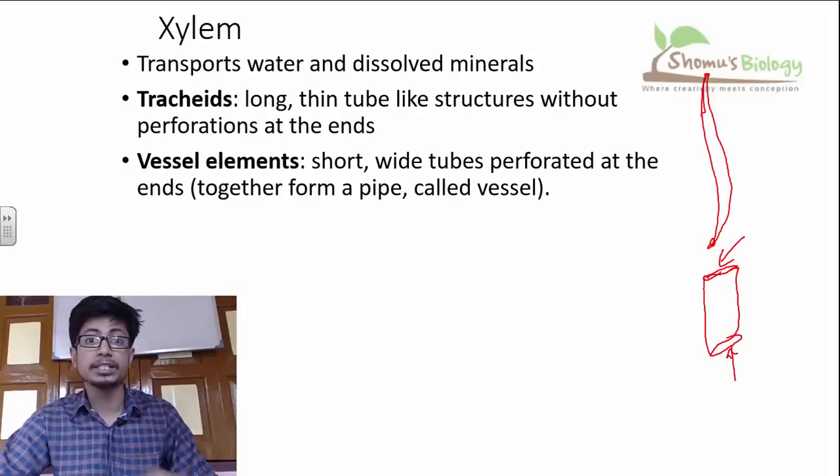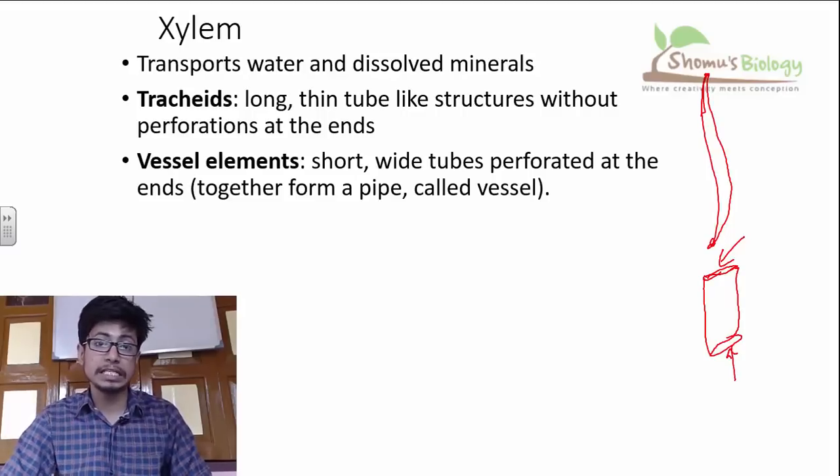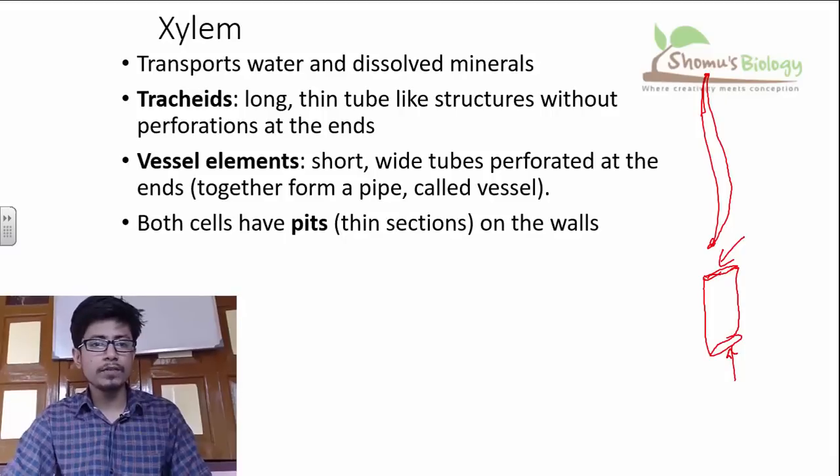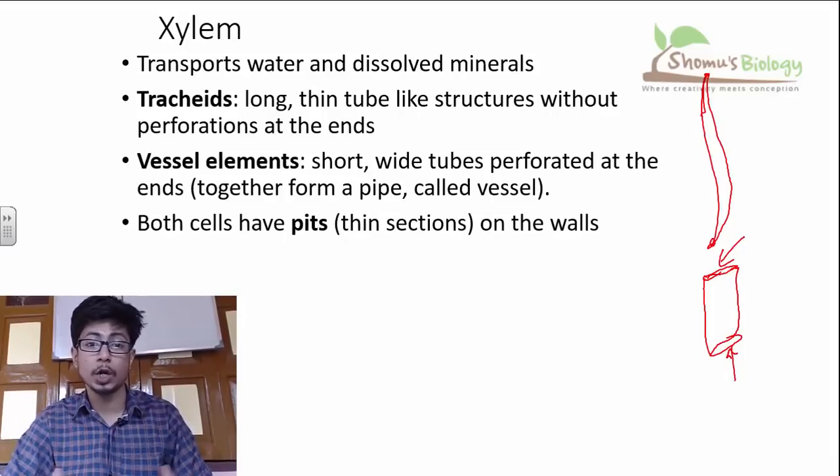Both ends contain perforations through which water and dissolved minerals can pass. Both of them, tracheids and vessel elements, combine together to form what is called a pipe, right? And they call it the vessel pipe.